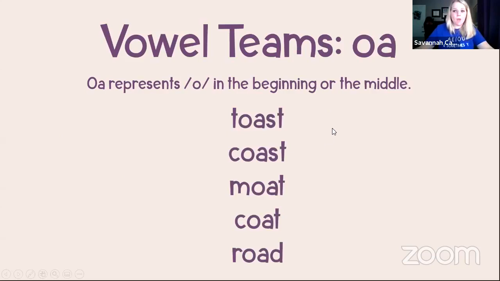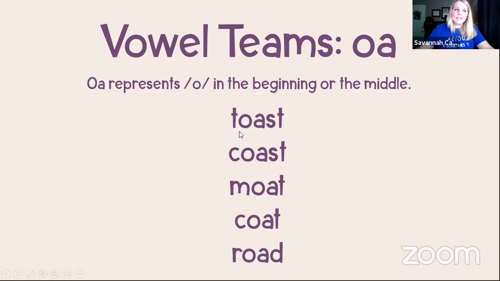So OA. OA can represent O in the beginning or in the middle of a word. This one is where it gets really tricky because road, R-O-A-D, and rode, R-O-D-E, are both words, right? So it's once again one of those things where you have to encourage them, except there are some places where it cannot be an O consonant E.